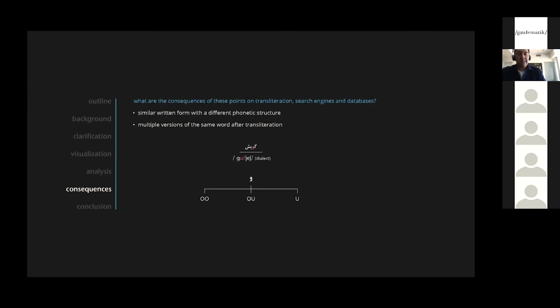In the following example, letter vav in the word guyesh, meaning dialect, would appear in at least three formats: O plus O, O plus U, and U. Sorry, O plus U and U. It sounds U.